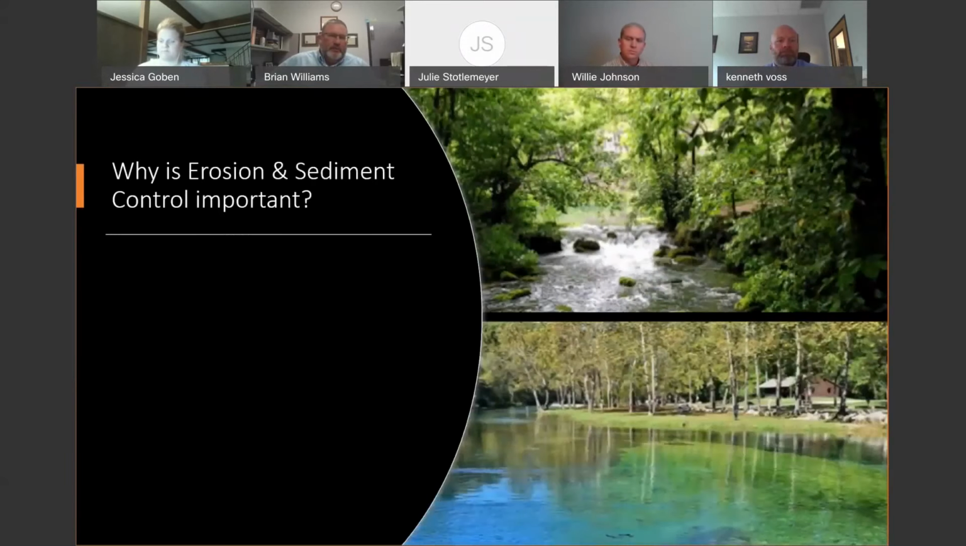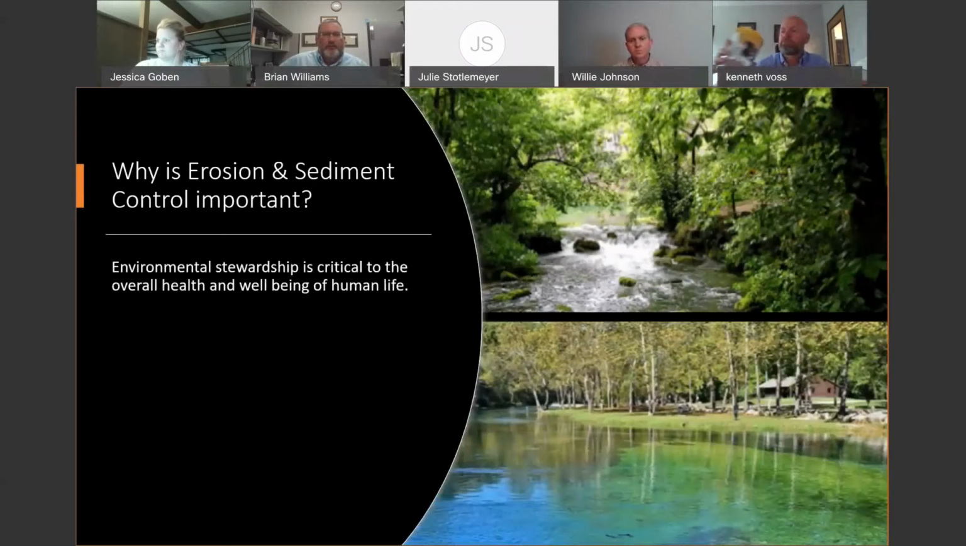So why is erosion sediment control important? Typically from the engineering perspective, we can talk about why: it's law, it's federal law with the Clean Water Act and Missouri Clean Water Law. But really, it comes down to environmental stewardship. It's critical for the overall health and well-being of human life.